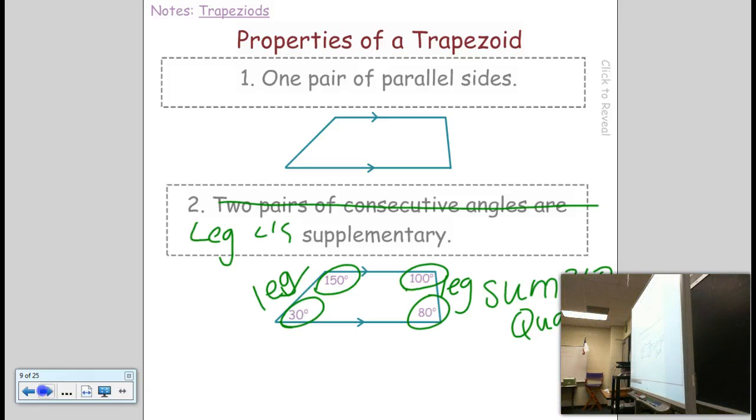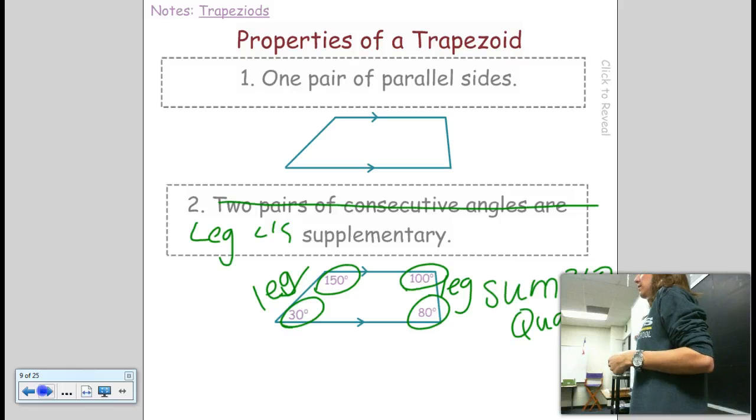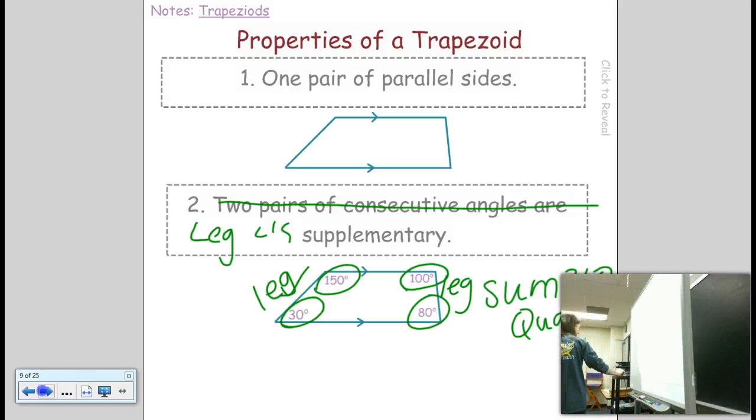So that's property 2. The leg angles are supplementary. When I say leg angle, I mean the angles that surround the legs. Not the base angles, but the leg angles. I just made that up. Leg angles is not an official term. You won't find it in a textbook. So I'm just warning you, I just made that up. Leg angles is what we're going to call them so that we don't have to write all that jargon. Jargon is a word, yes.